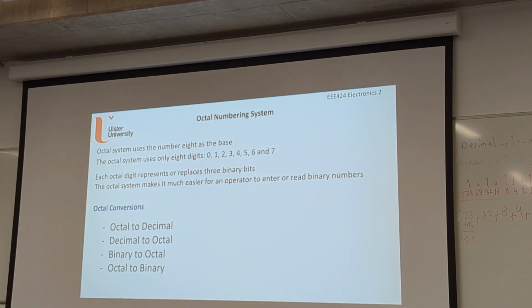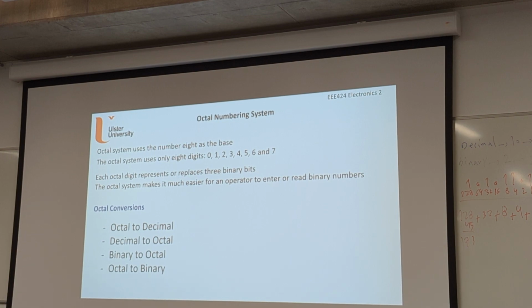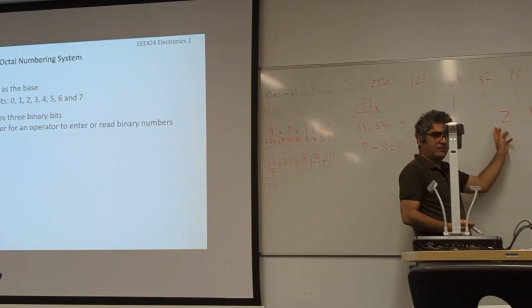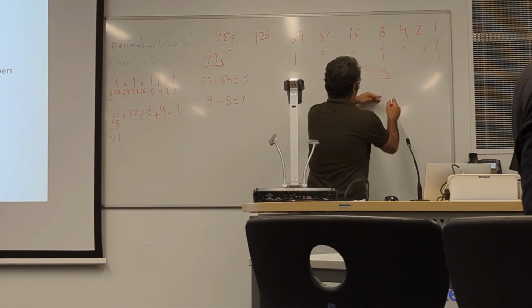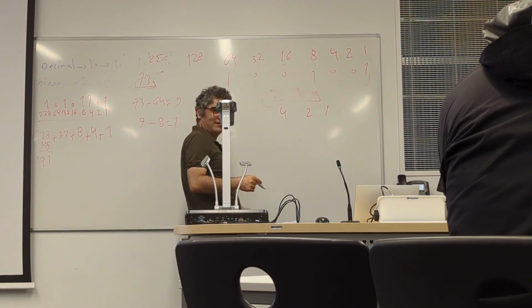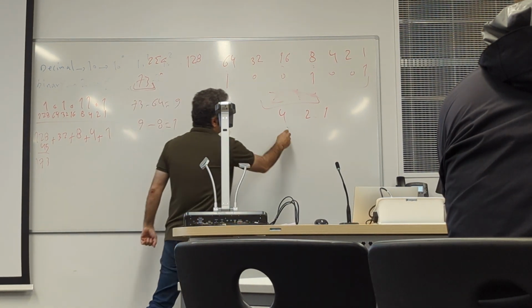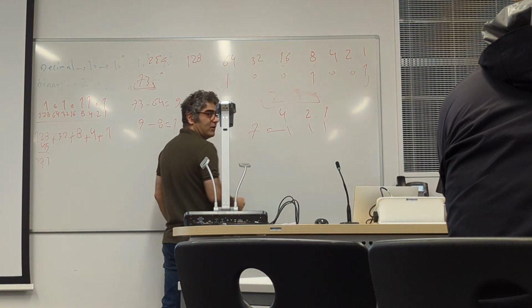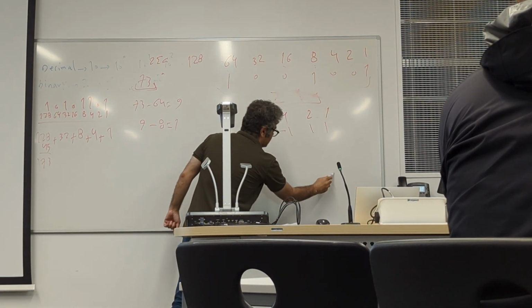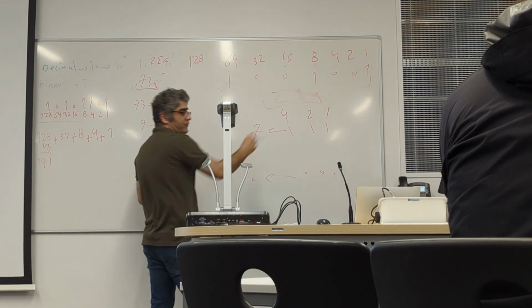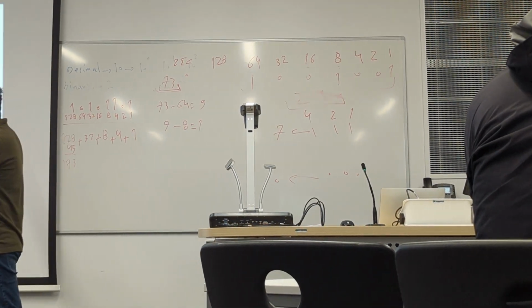We have 0, 1, 2, finish. Okay? Sorry, no. We have 1, 2, 4, because the maximum value would be 7. It covers 7. And then 0, 0, 0 covers 0. So, it's the style of the octal system.